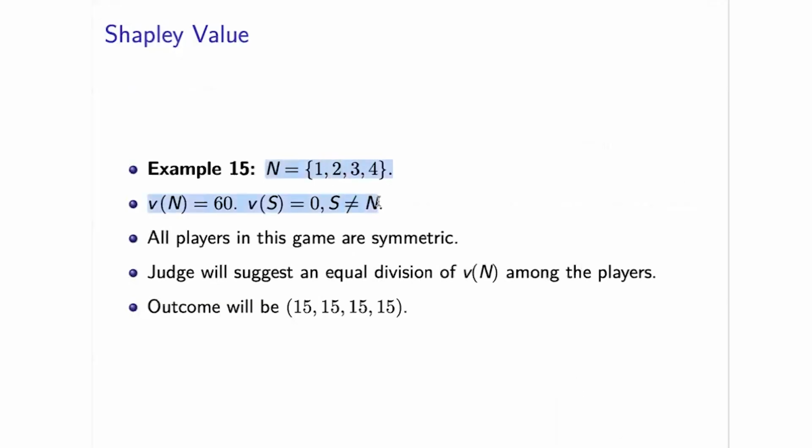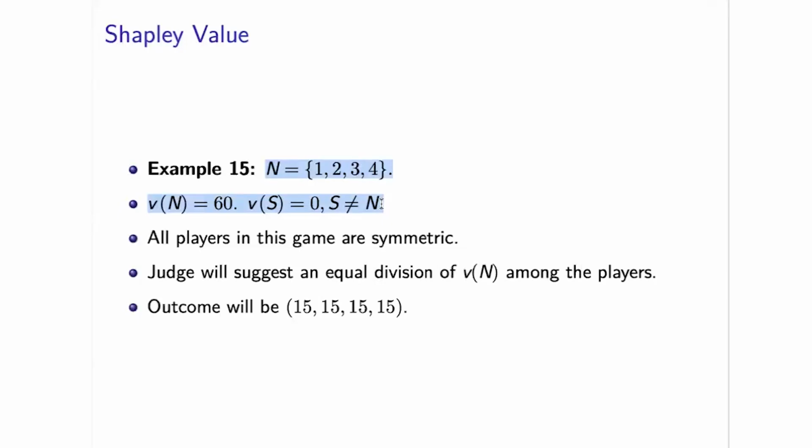You can clearly see that in this case, all the players in this game are going to be symmetric. Here we use the notion of symmetric players, but you can also observe from here, because the game is so simple, that there's no difference between 1, 2, 3, and 4. They're all the same in that way.